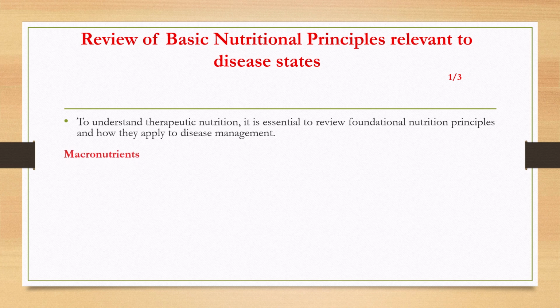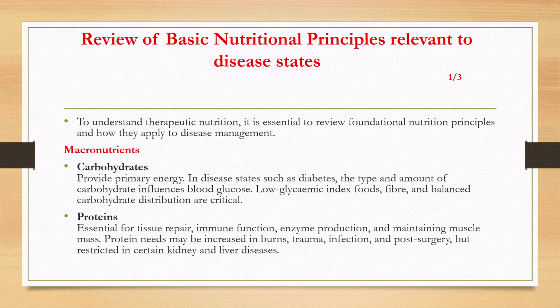Review of basic nutritional principles relevant to disease states. Let's take it from macronutrients. Carbohydrates, you all know, provide energy, and this is the primary source of energy. In situations like diabetes, the type and amount of carbohydrates influence blood glucose, and the need for low glycemic index foods, fiber, and balanced carbohydrate distribution are very critical.